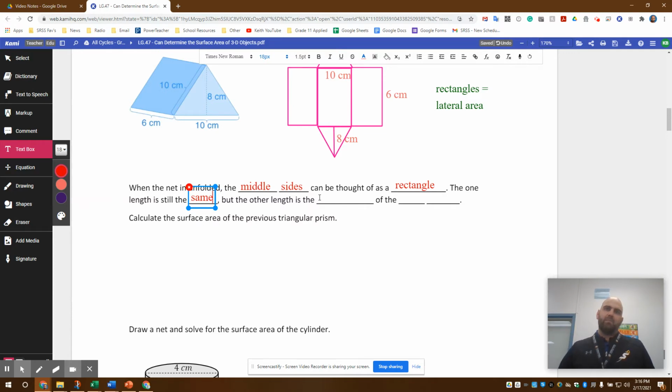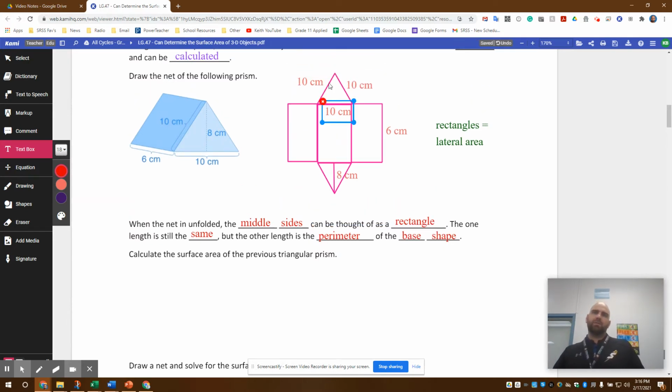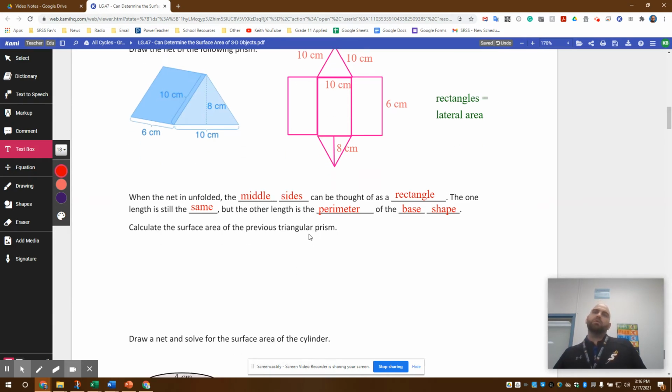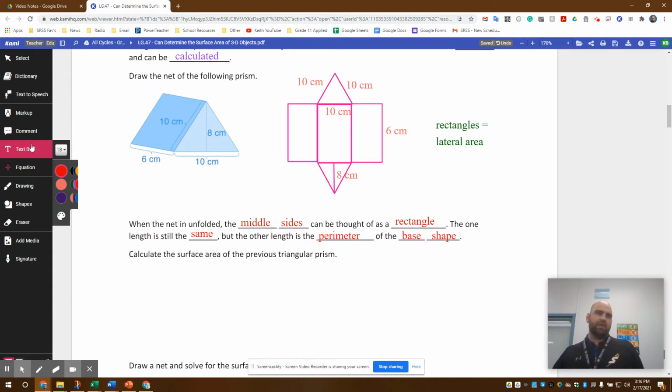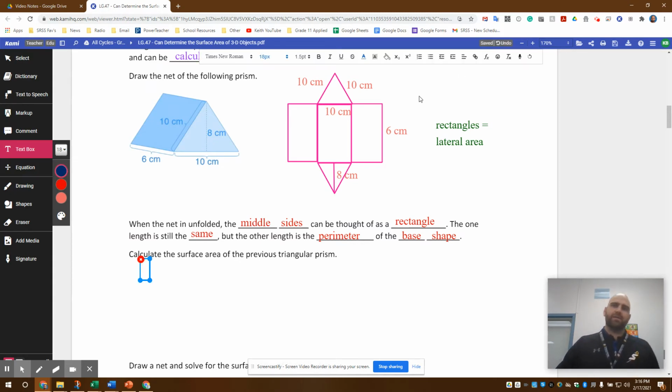That's still one length. But our other length, as I mentioned, is the perimeter of the base shape. So in this case here, it's going to be the perimeter of this triangle, which each side is 10 centimeters. So it's 10 plus 10 plus 10. And if we see 10 and 10, we're going to assume that the other one is 10 as well. So using that formula, that idea that we looked at earlier, let's calculate the area of this previous triangular prism.